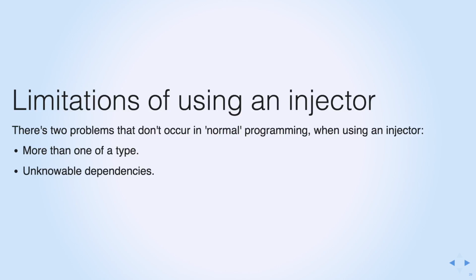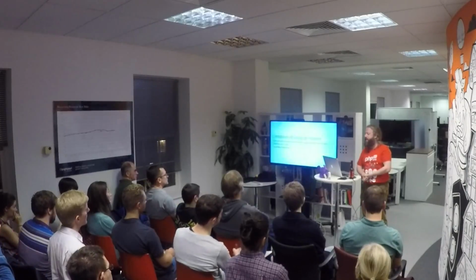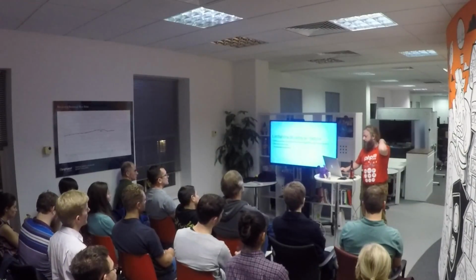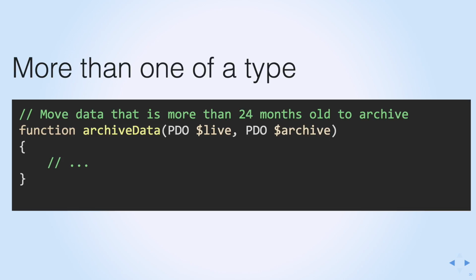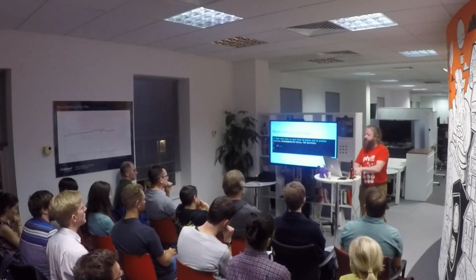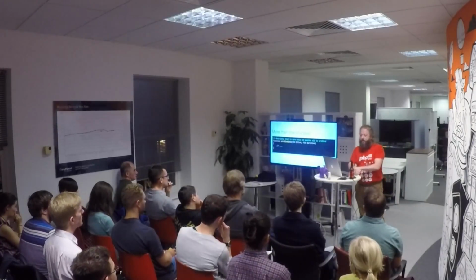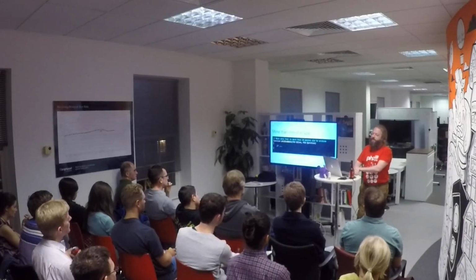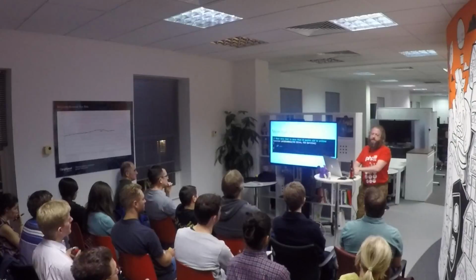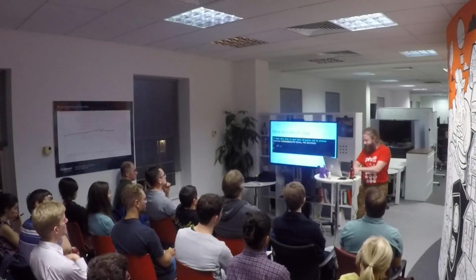There are always downsides to using different pieces of technology, and there are a couple of things that occur when using an injector that don't occur in normal programming. The injector is not good when you have more than one of a type. In most applications, you probably only have one database that stores all your data. But here we've got a function where, to comply with the UK Data Protection Act, we need to archive data from the live database to the archive database.